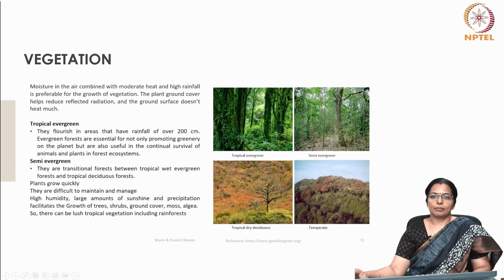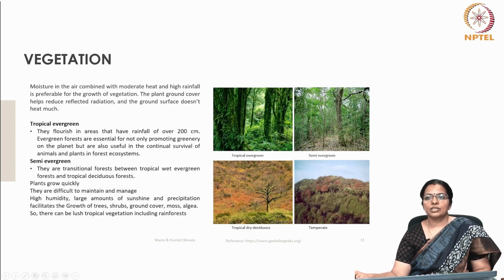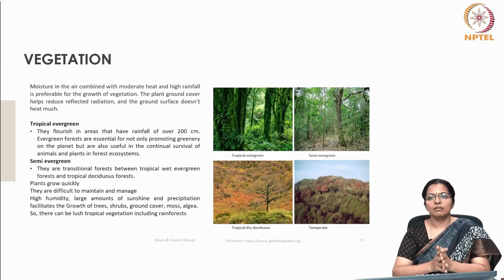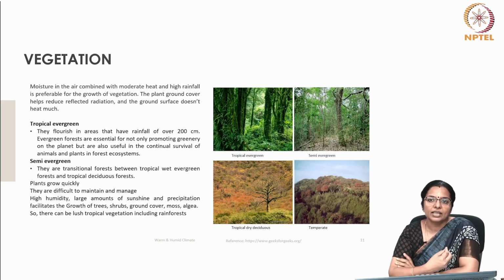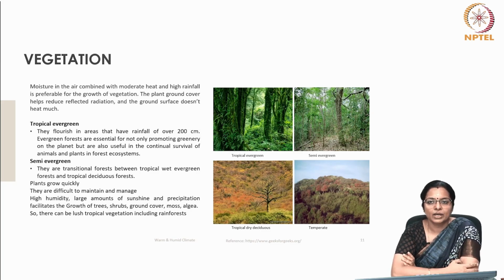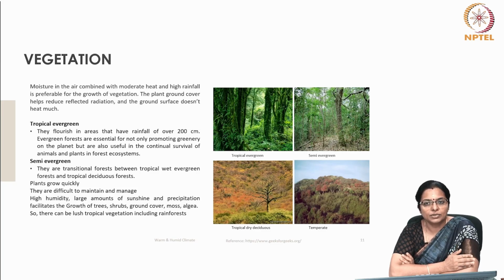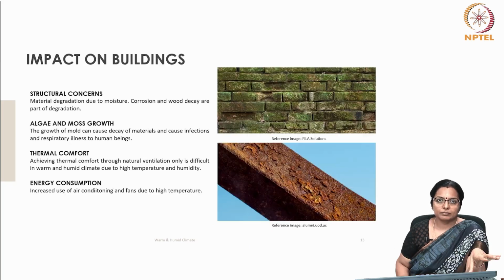And if we look at semi-evergreen, these are transitional forests between tropical wet evergreen forest and tropical deciduous forest. Plants grow quickly. They are difficult to maintain and manage in this kind of scenario. High humidity, a large amount of sunshine and precipitation facilitate the growth of trees, shrubs, ground cover, moss, algae. So there can be lush tropical vegetation.